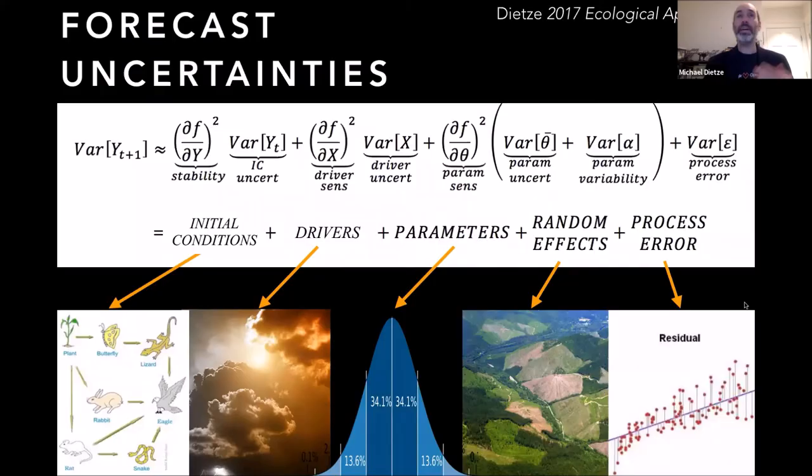In terms of documenting forecast uncertainties, we focused on five key terms that are key to the uncertainty budget of any forecast. The initial conditions, the drivers and covariates within a model, the model's parameters, whether the model contains any sort of random effects or other hierarchical structures to capture variability and heterogeneity within systems, and then the process error, which is essentially the remaining residual error after accounting for observation error.